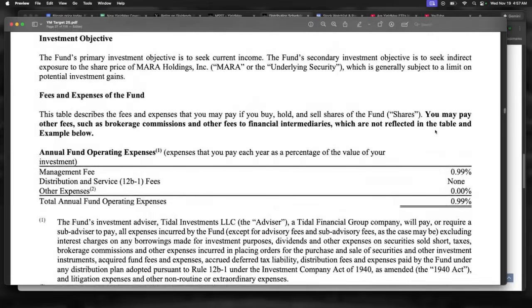Which fund is this? This is Mara. Okay. So Mara's 0.9. So maybe some are 0.99, some are a little more. So just something to keep in mind when you pick and choose which to invest in, it may vary.